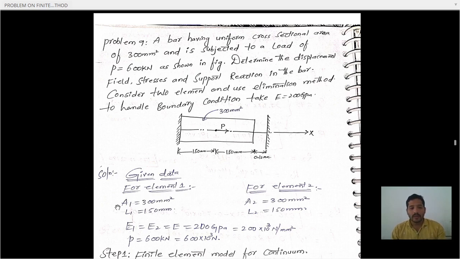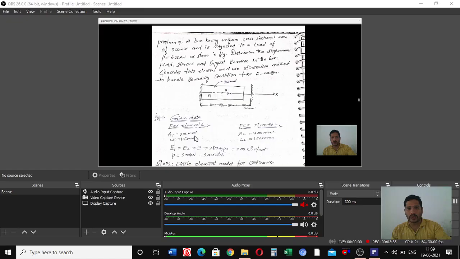Okay, step by step we need to solve the problem. For element 1, just now I told you that joining the first node to the second node forms the element, what we can say E1. Joining the second node to the third node forms the second element. The area should remain the same for all the elements. The area A1 equals how much? 300 mm square. So let us see, I will write here.